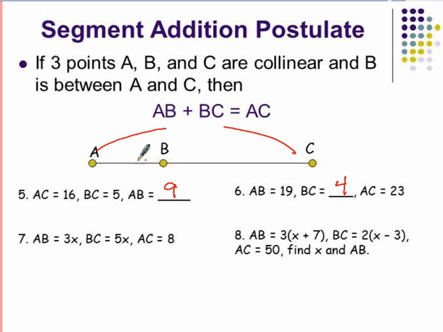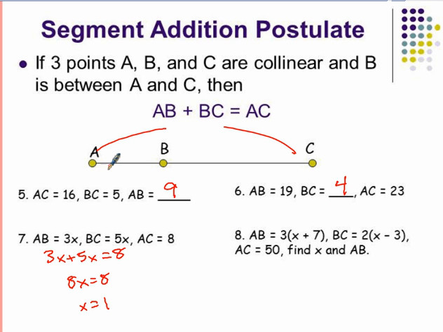Here we have AB is 3x, BC is 5x, and AC, the whole thing, is 8. Well, this plus this equals the whole thing. So I can say 3x plus 5x equals 8. So 8x equals 8. So x equals 1.